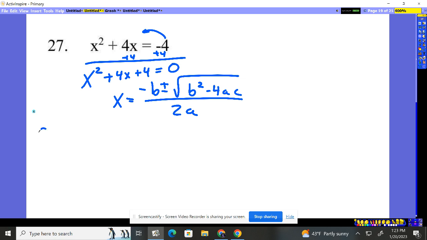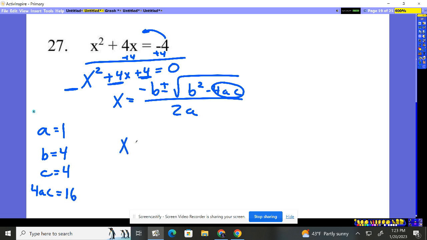Well, here's your A, and we're going to list out your B and your C. A is always who's in front of the x squared, which in this case is 1. B is who's in front of the x, which in this case is 4. And C is your final piece there, which is also a 4. Now, I like to go ahead and get this 4ac right away. So I like us to do that before we do anything. So 4 times 1 is 4, times 4 is 16.